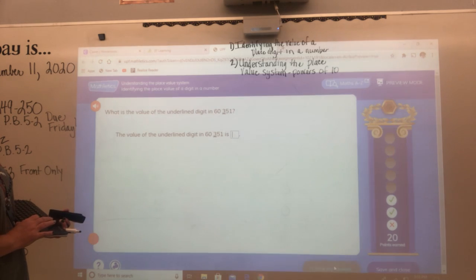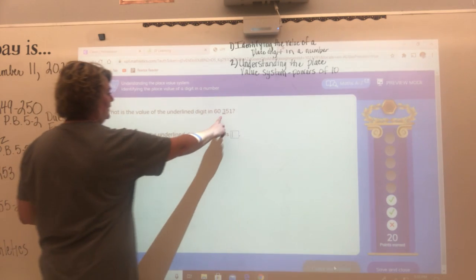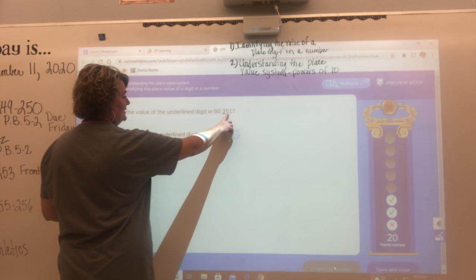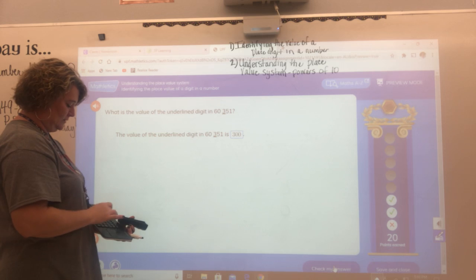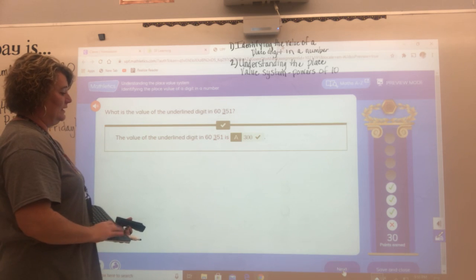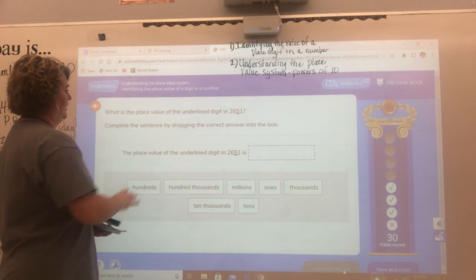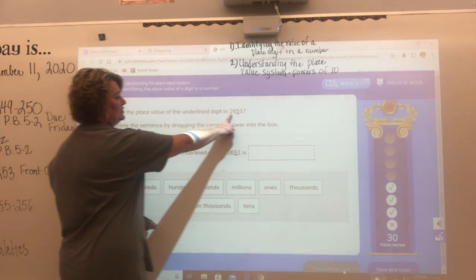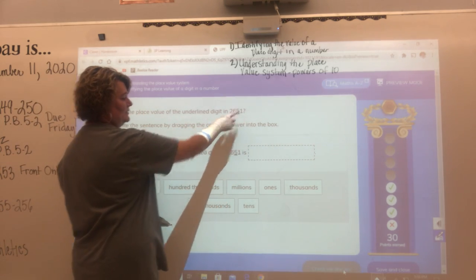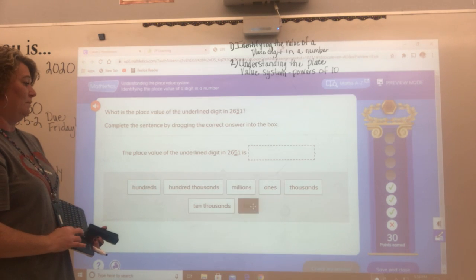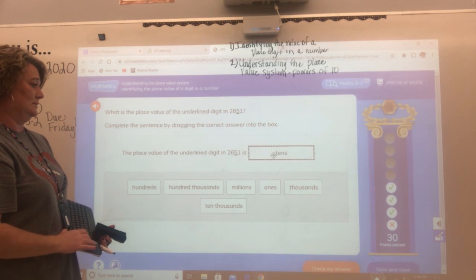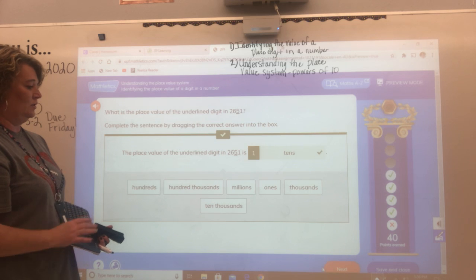Okay. The value of the 3, that's in the hundreds. This is the ones, the tens, the hundreds. There's a 3 in it, so it's worth 300. So, stinking easy. What's the place value of the underlined digit? This is the ones, this is the tens. There's a 5 in it, so that's actually worth 50. But they're just saying what place is it. It's the tens. Okay, I think you can do this.